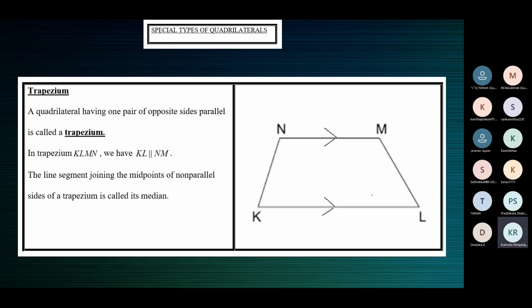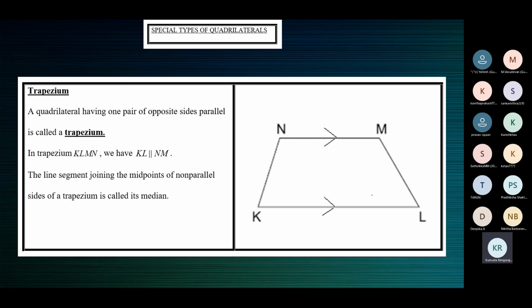Now let's have a look at some special quadrilaterals. Special because they have some unique properties. So first comes trapezium. We will see all the properties, but what we see first is the definition of a trapezium. What makes a quadrilateral a trapezium? When can you call a quadrilateral a trapezium?